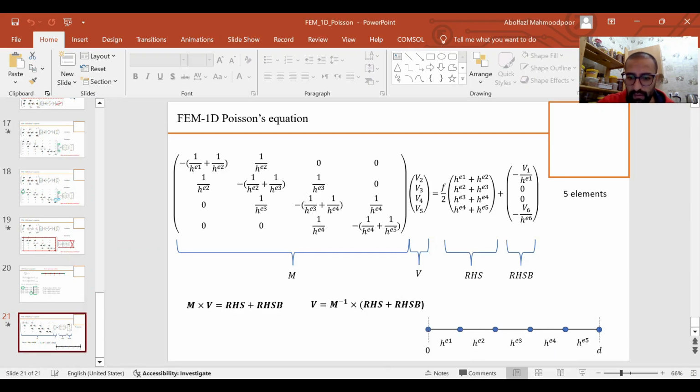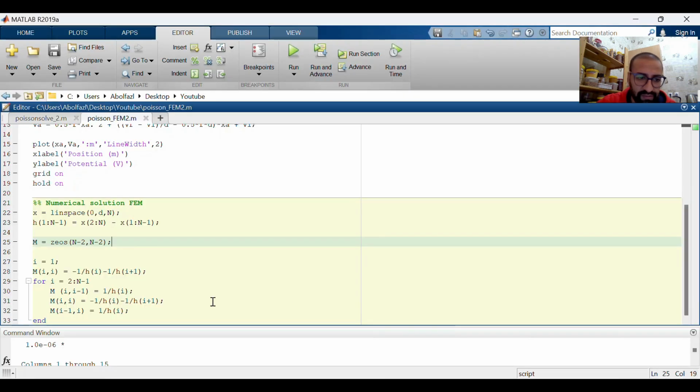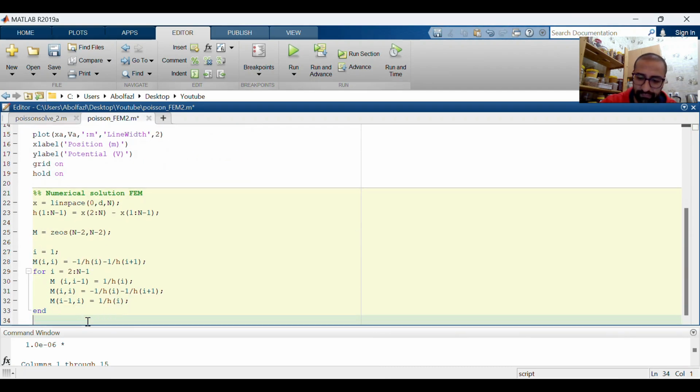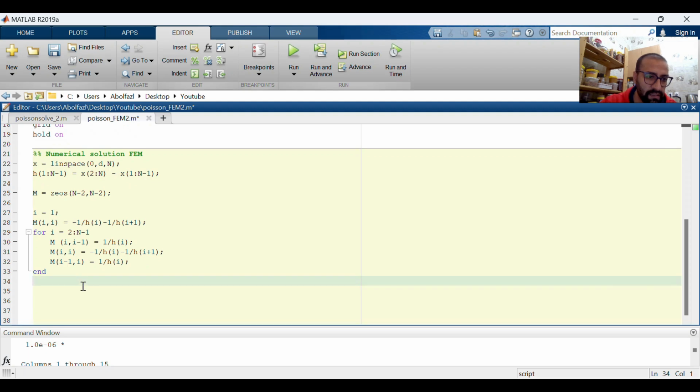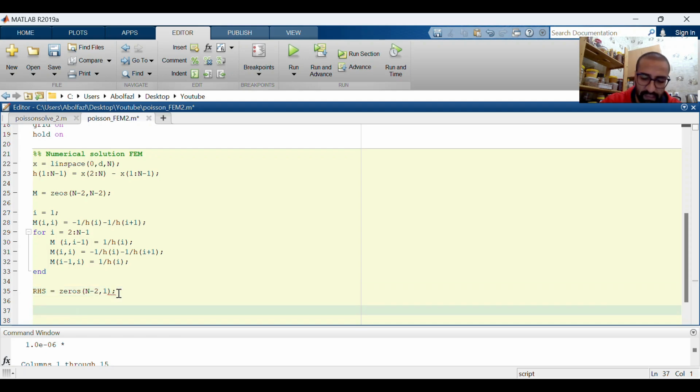I define this, okay. Then we define matrix M. The size of matrix V will be defined by the size of M and right hand side. Therefore, I need to define right hand side matrix. Therefore, the size of right hand side matrix, here. Okay, I say that, okay, right hand side. The right hand side should be zeros, but n minus 2, 1, yes. And what is right hand side? Right hand side matrix.